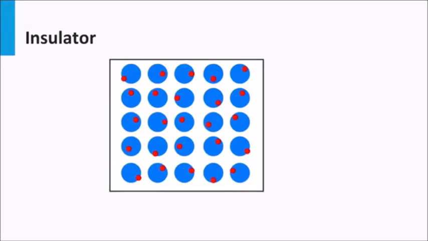Materials which do not conduct electricity are called insulators. In insulator materials, the ocean of free moving electrons is missing. All electrons are bound to the background atoms. As you can see in the figure, the red dots represent the electrons and are glued to the blue atoms.